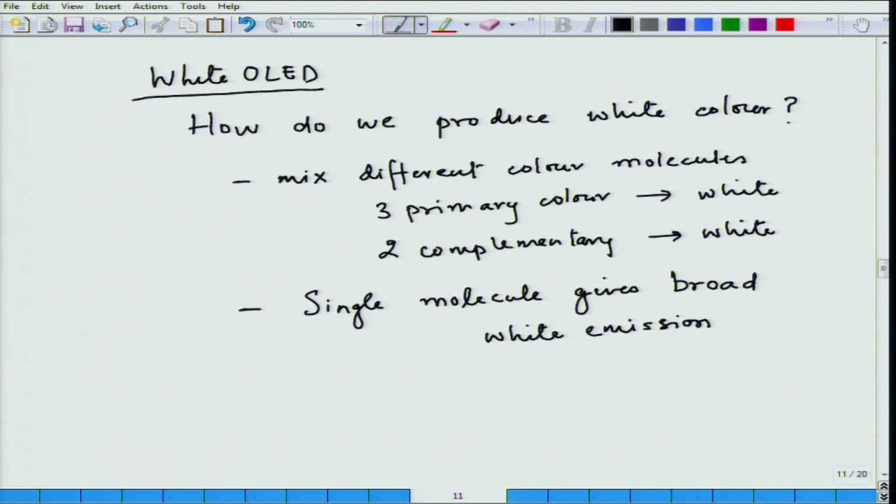In case of inorganic LED, normally our choice is gallium nitride or silicon carbide LED, and from there we use a phosphor to get the white light, while in white OLED we have the option of a very large number of molecules which can be created to get the white color. And that is why this field has a lot of research activity going on to find the best route to get the white emission.